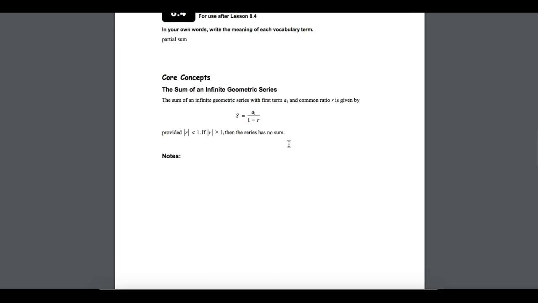Now, you see right here, the core concept is we can take the sum if and only if our ratio is less than 1. Now, that's the absolute value of the ratio. So what that means is if both negative r and positive r are less than 1. Now, if the absolute value of r is greater than 1, then we can't take the sum. It has no sum, it just approaches infinity.